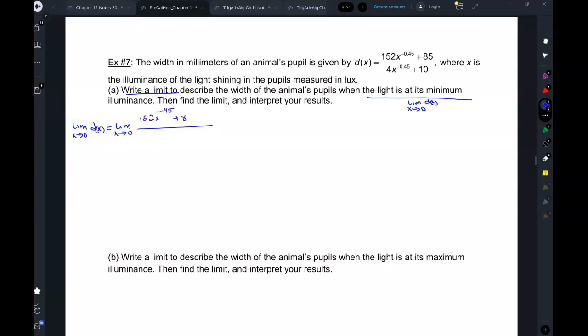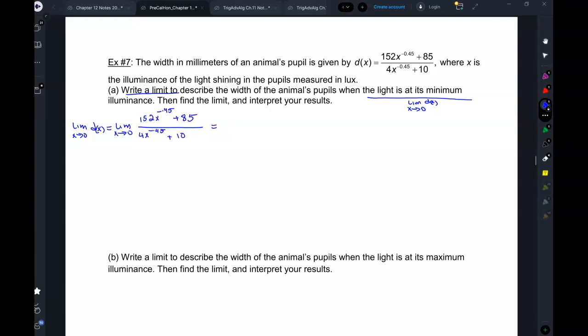And I've purposely chosen a function that's kind of nasty looking, because sometimes we just have to learn how to deal with that stuff. Wouldn't it just be 85 over 10? No, hang on. Plus 10. Okay. So we want x to be 0, right?